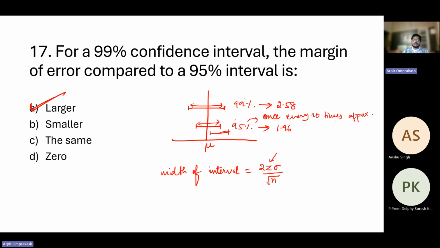Right. But in this case, we have a stricter confidence level. So what we are saying is once every 100 times, we can tolerate a mistake like this, when the range falls outside the population mean. Right. So, to have more overlap with the population mean, the width of the interval is larger for 99% and smaller for 95%. Okay, is that clear?